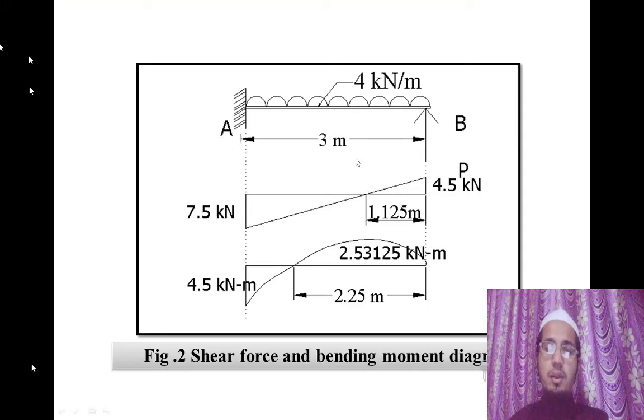So, likewise you can draw the shear force and bending moment diagrams. You can see here the shear force at support B is 4.5, that is the upward prop reaction, and at A it is downward or negative, that is 7.5 kilonewton.